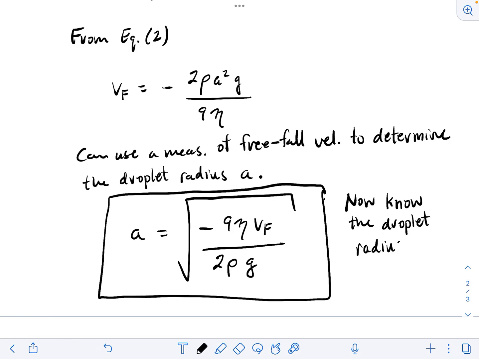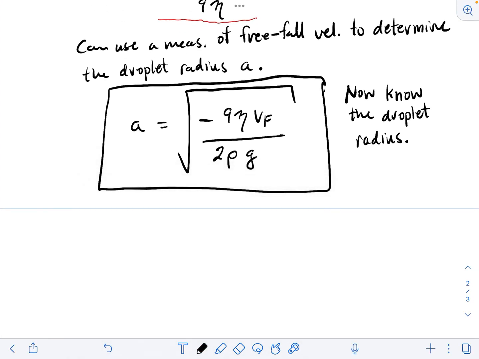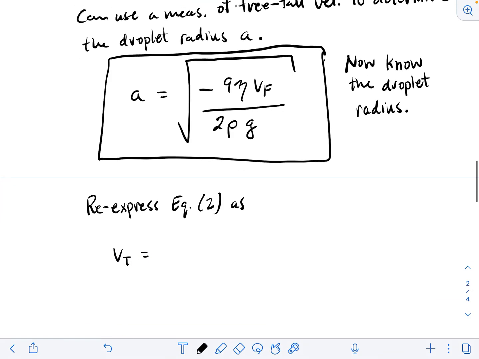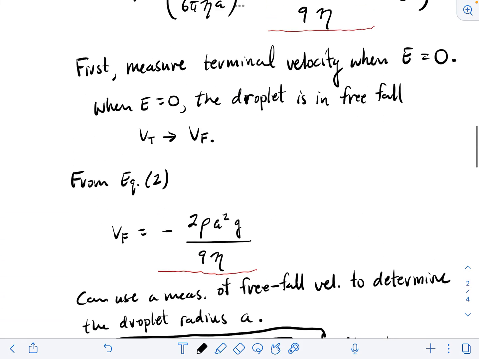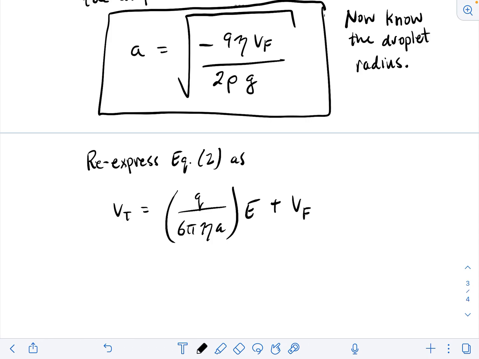Okay, good. Let's go back to equation 2, and I want to notice something here. The very last term in equation 2 is minus 2 rho a squared g over 9 eta. But that's exactly equal to the free fall velocity. And so what that means is we can re-express equation 2 as terminal velocity is equal to, what was it, q over 6 pi eta a times the electric field, and then it's minus a bunch of stuff, but all of that was equal to the free fall velocity, and so we get plus the free fall velocity. The negative sign was included in our expression for the free fall velocity. Okay.